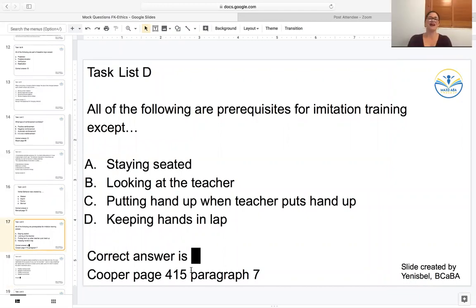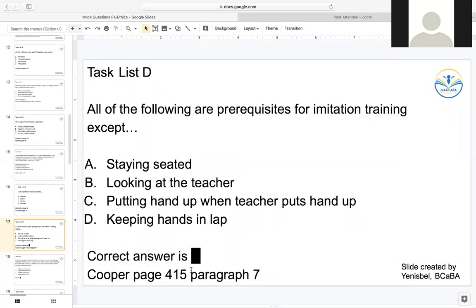All of the following are prerequisites for imitation training, except: A, staying seated; B, looking at the teacher; C, putting hand up when teacher puts a hand up; or D, keeping hands in your lap. C. Yes, A, B, and D are prerequisites.